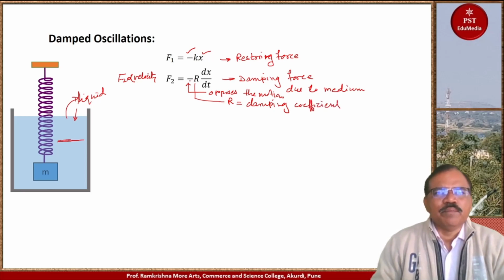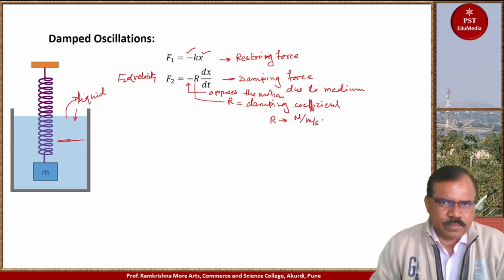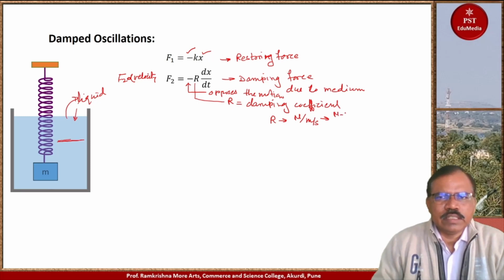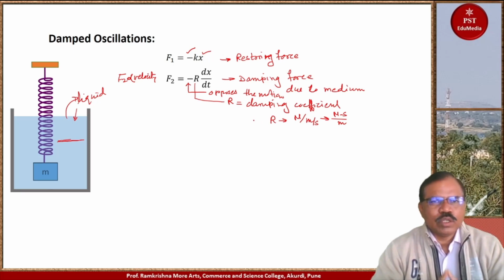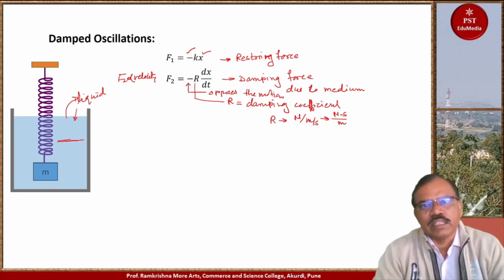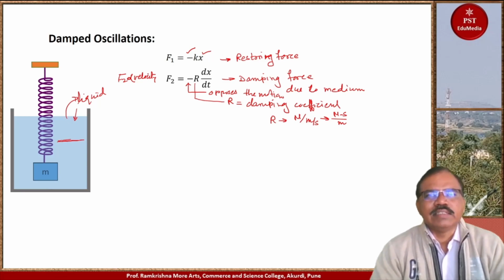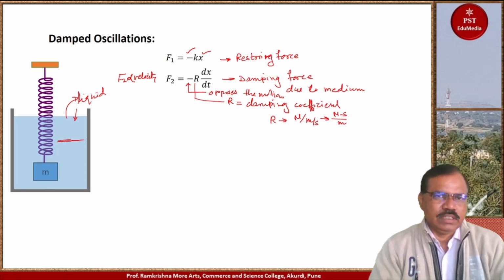So if we see the magnitude, F2 upon dx by dt, that is R. So what is the unit of R? R I can write as F2 upon dx by dt. So Newton per meter per second, or it is Newton second per meter. So this is the unit of R. So now two forces are acting. One is the restoring force that is responsible for the oscillations, and another is the damping force that opposes the oscillations.